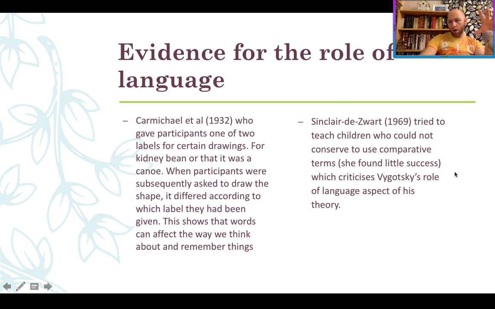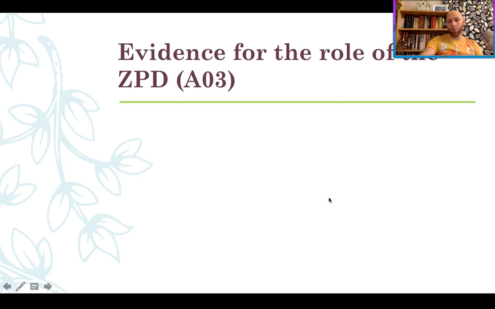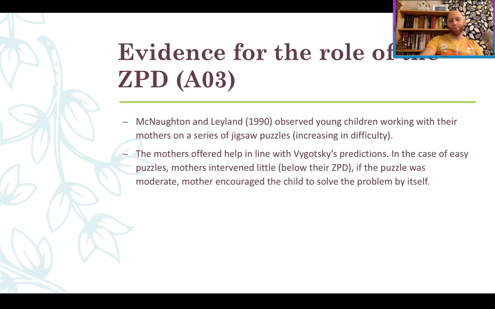Sinclair-de-Zwart tried to teach children who could not conserve, and they found very little success. Now that criticises Vygotsky, because that argues that by enriching the environment culturally and trying to teach these ideas, like in this case conservation, they should be able to learn it. But if Piaget's right, they weren't at the correct stage yet. So a big criticism of Vygotsky is that there is evidence for biological stages in development. Remember, when we're criticising Vygotsky, you can use the evidence supporting Piaget to criticise him.